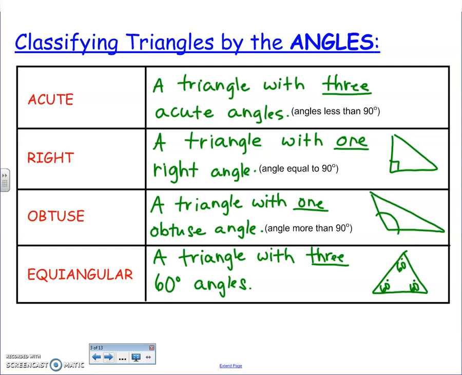Last, we have equiangular. Equiangular means a triangle with three equal angles, which have to be 60 degrees. So a triangle adds to 180 degrees, in case you didn't know that. You cannot have more than one right angle because you need three angles. If one's 90, then the other two have to add up to 90. It can't be 90, 90, and something else. Then obtuse, there can't be more than one obtuse angle because two obtuse angles already make more than 180.